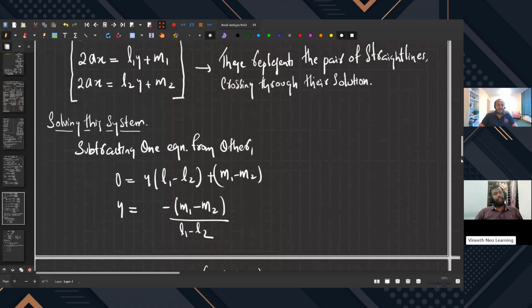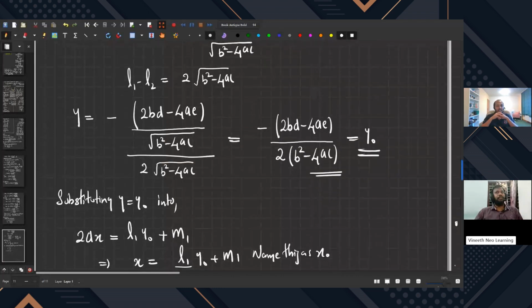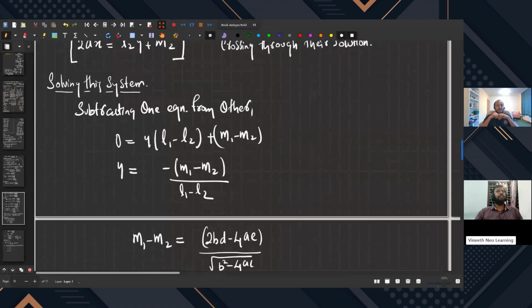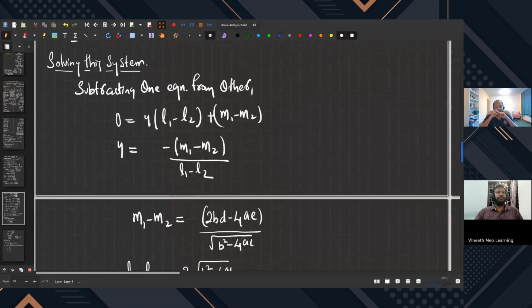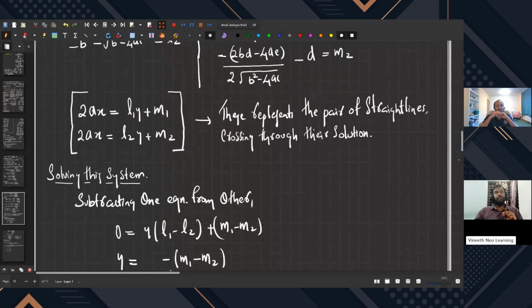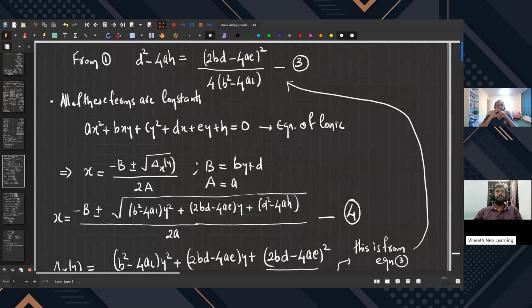That is absolutely correct. But what I have shown is that the pair of straight lines intersect at the y naught by just solving the pair of straight lines. For showing that the conic itself is a pair of straight lines, you would have to do all these steps. There is no way of cutting the corner here.